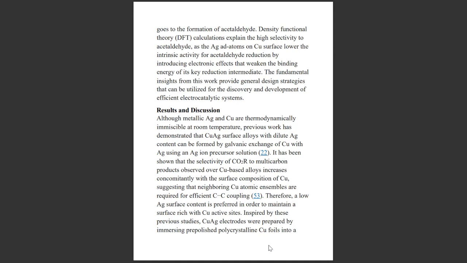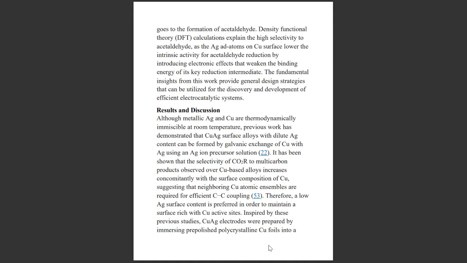Following are the results and discussion about the experiment. Metallic silver and copper are thermodynamically immiscible at room temperature. Previous work had demonstrated that a copper-silver surface alloy with dilute silver content can be formed by galvanic exchange of copper with silver using a silver ion precursor solution. It has been shown that the activity of CO2R to multi-carbon products observed over copper-based alloys increases strongly with the surface composition of copper, suggesting that neighboring copper atomic ensembles are required for efficient C-C coupling. Therefore, a low silver surface content is preferred in order to maintain a surface rich with copper active sites.